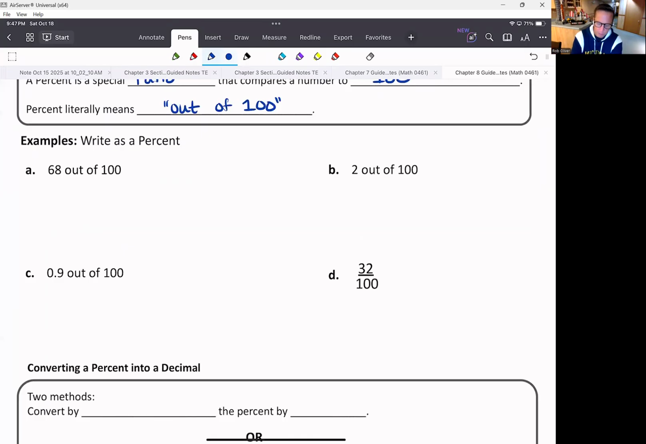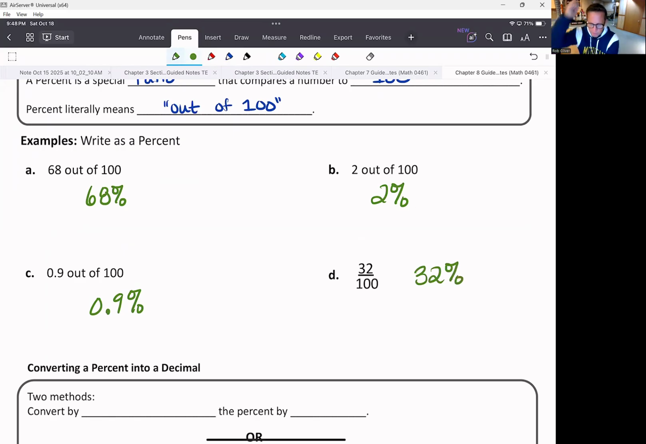To write out a percent, these are literally percents right here. So 68 out of 100, that would be just 68%. Right here, 2 out of 100, that is 2%. All right, 0.9 out of 100, that's going to be 9/10 of 1%. So that's less than 1%. Right here, this is written as a fraction, so that's 32%. 32 out of 100.